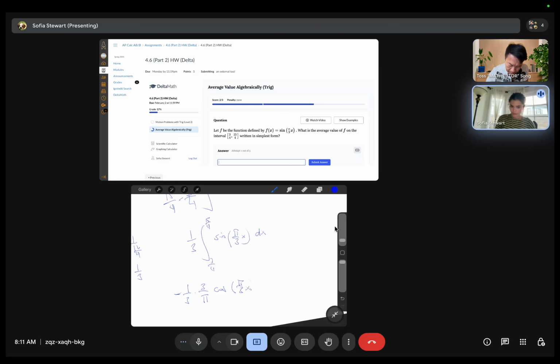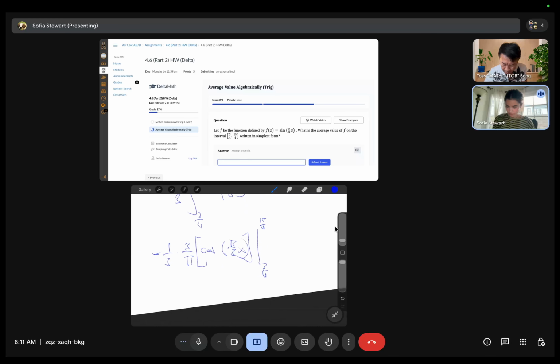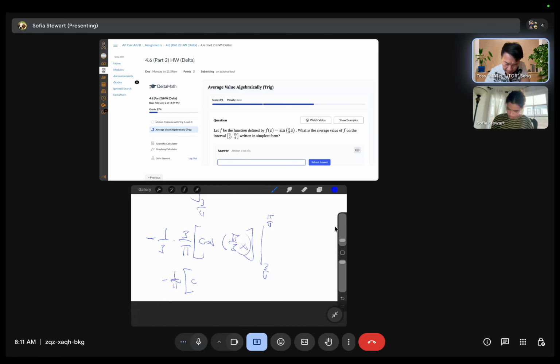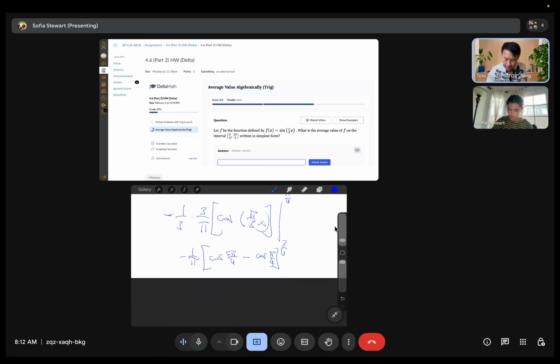Cosine of pi over 3 times 15 over 4 minus cosine of pi over 3 times 3 over 4. Okay. What did you get there? 5 pi fourths minus cosine of pi fourths. So what is that?